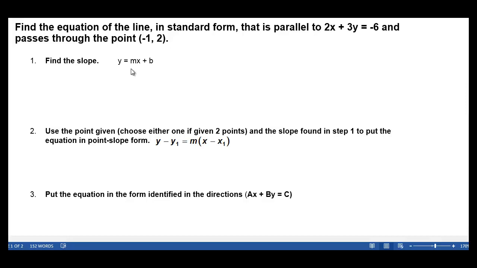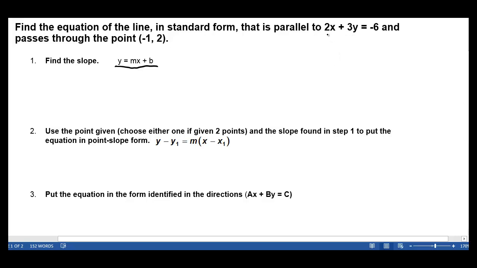Since we're given an equation of a line, to find the slope, we need to put the equation in slope-intercept form, y = mx + b. So we need to take 2x + 3y = -6 and change it to slope-intercept form. So what we need to do is isolate the y.